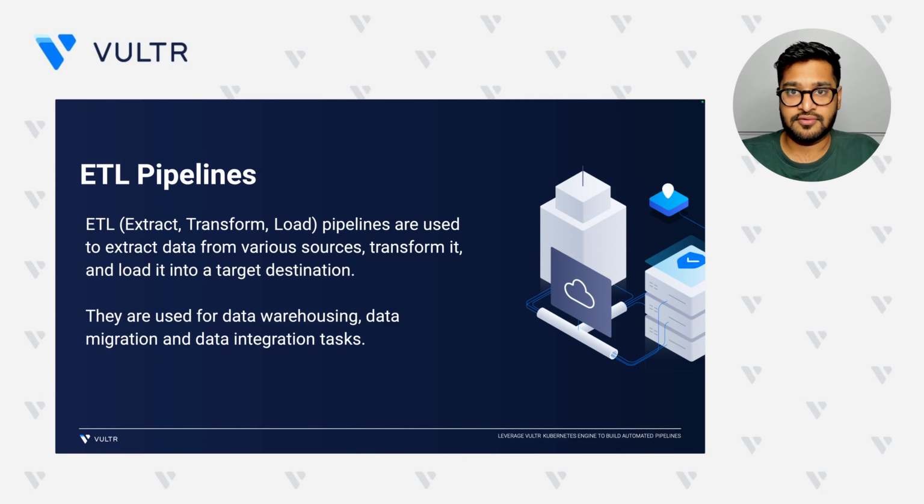Now let's carry on to understand what are ETL pipelines. ETL pipelines are used to extract data from various sources, transform the extracted data into a desirable form, and load the transformed data into a target destination. Their primary use cases include data warehousing, data migration, and data integration tasks.